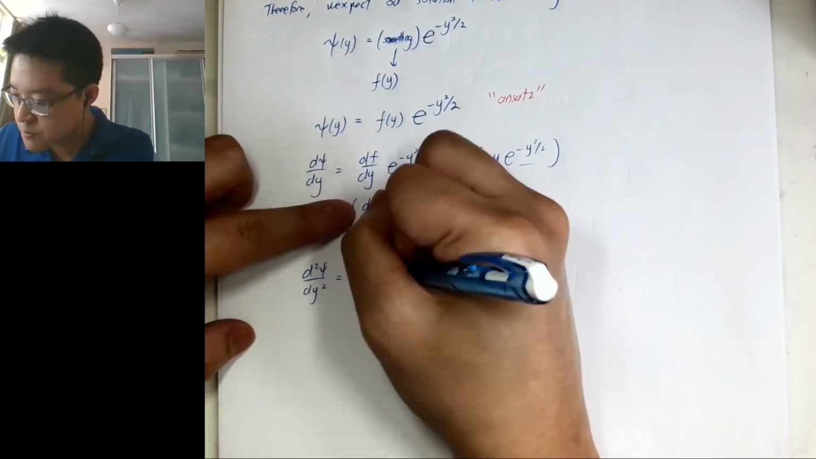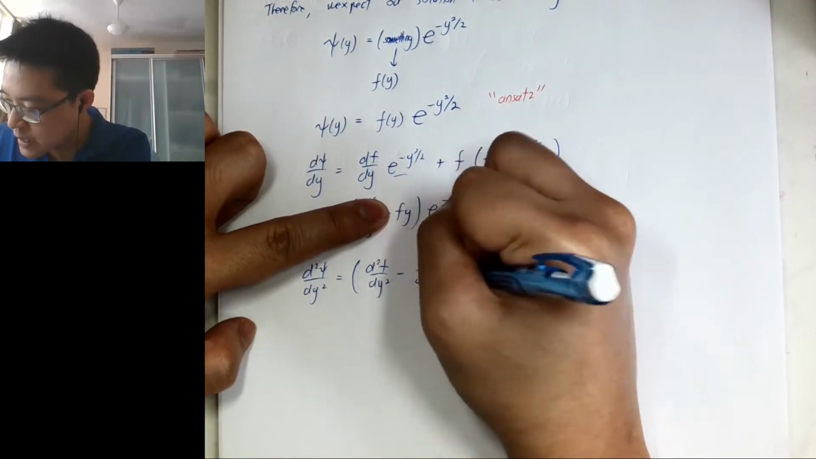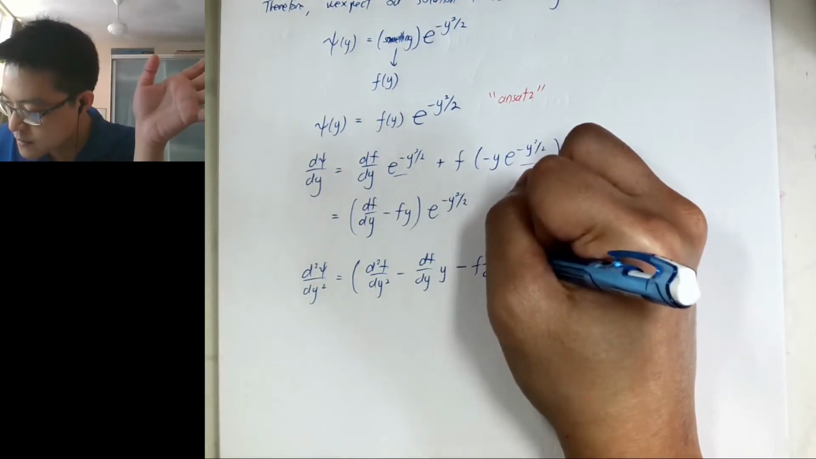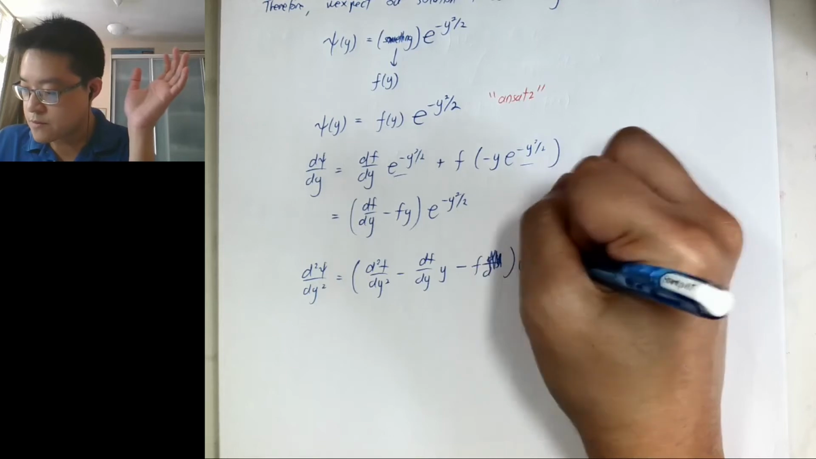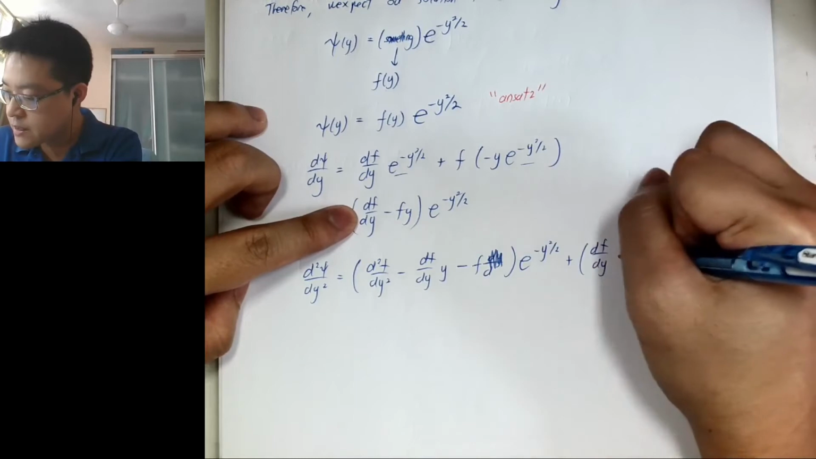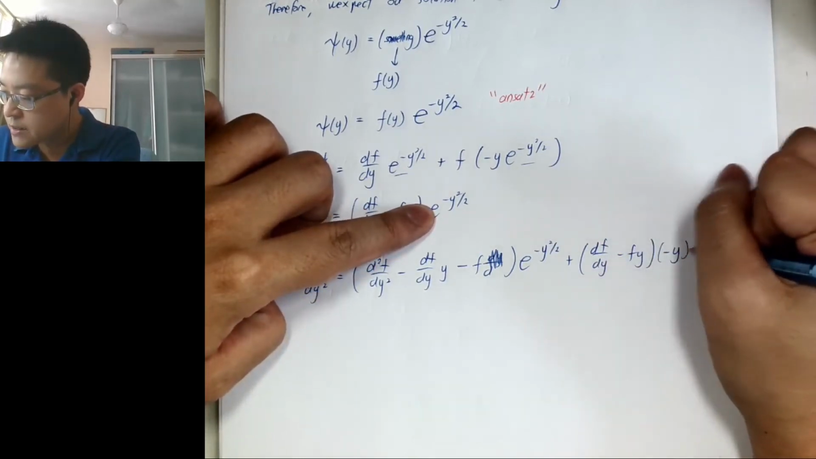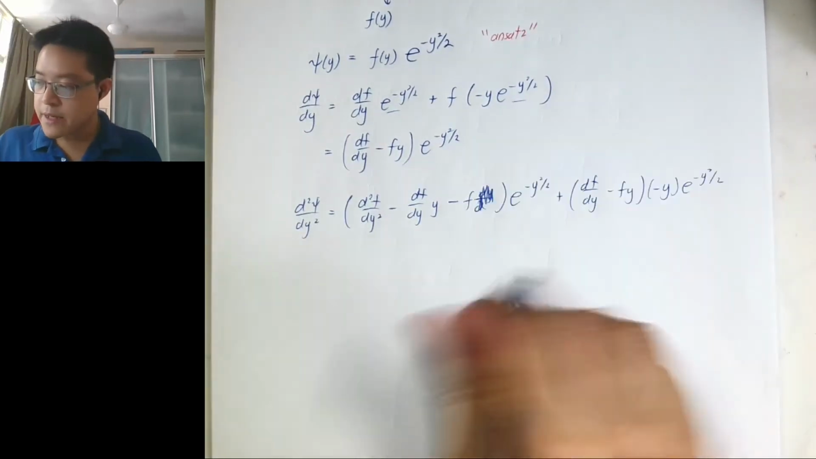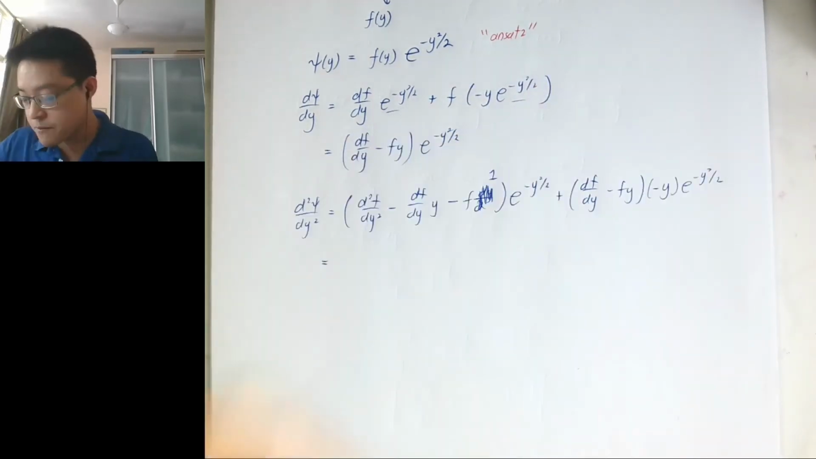Differentiate whatever is inside: d squared f over dy squared, minus df/dy times y, and then product rule, right? So minus d/dy of f times y, which just becomes 1, times e to the y squared over 2. And then by the product rule, df/dy minus f y, and differentiating this gives me a negative y e to the power of y squared over 2. Am I right? Okay, so it's just 1 over here, right? So now let me simplify.